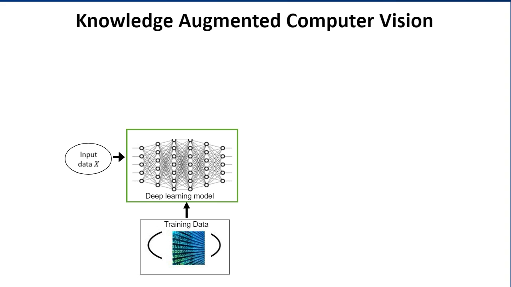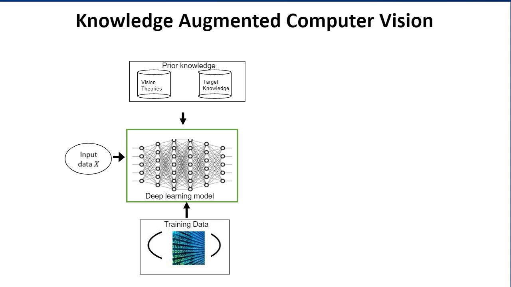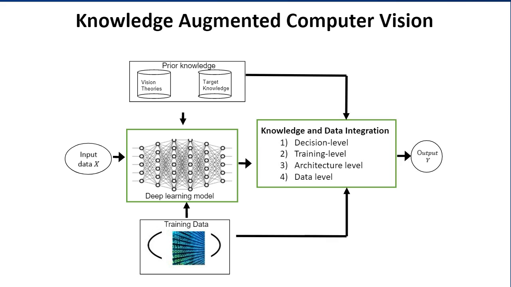But what we propose here is we also have some prior knowledge from different sources that provide a top-down training of the deep model. And then we propose different methods to integrate the prior knowledge with the training data to generate the final output. So this is the basic diagram to illustrate our proposed knowledge augmented computer vision.